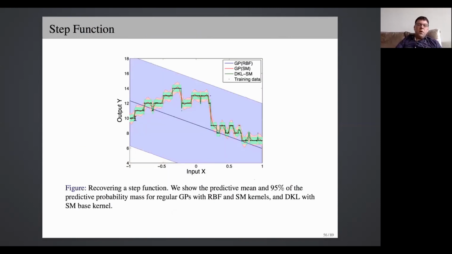In this example, we have discontinuous data given by a step function. And we've got fits using a GP with an RBF kernel in blue, a GP with a spectral mixture kernel, which we'll describe briefly, in red, and a GP with a deep kernel in green. The shade here in each case shows the 95% credible set.